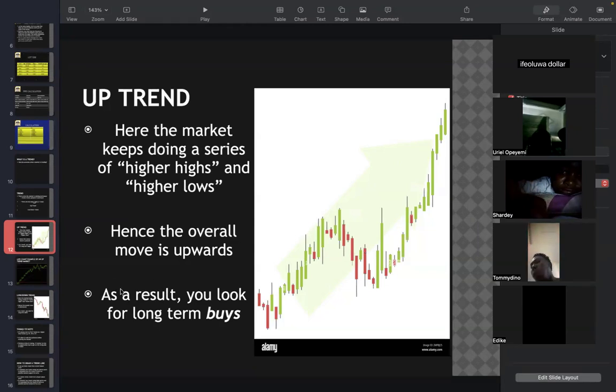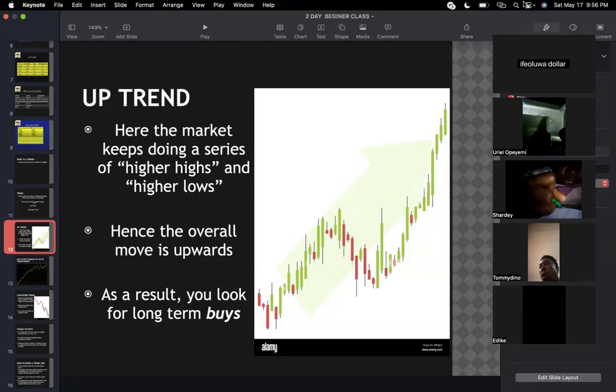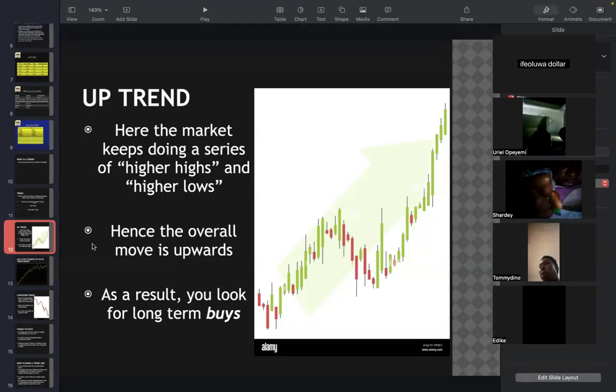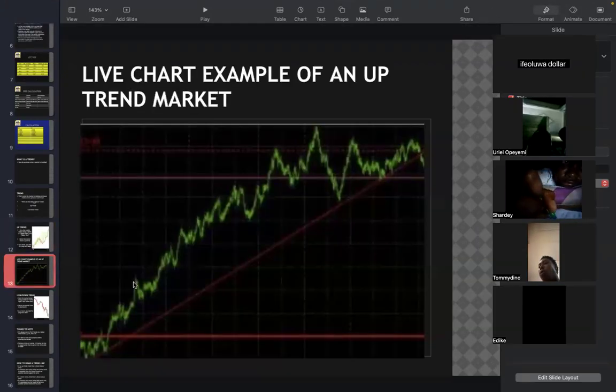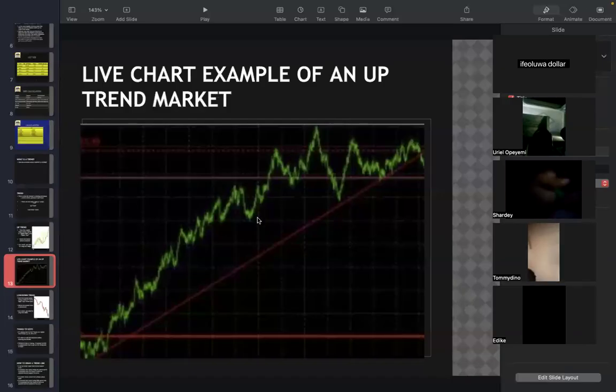So simple. As a result, you look for a long time buy. Uptrend is for buy. The market is going up. That is all. This is the live chart. You can see in the live chart, the market will keep going up. Keep going up. Uptrend.